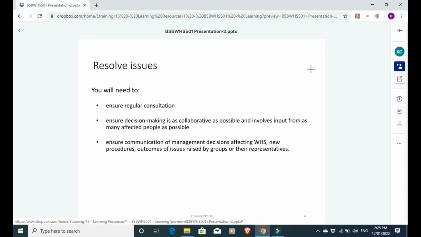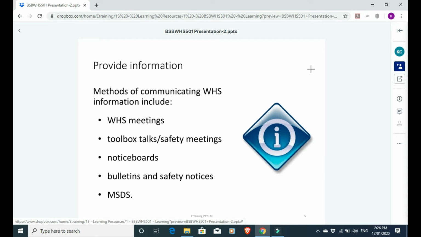Also, we need to ensure that communication of management decisions that affect WHS procedures, and outcomes raised by groups, is actually passed on to management, and decisions are made and solutions are brought forward. Otherwise, these committees will sit, they'll receive reports, and workers will want answers and solutions. If they are not attended to, workers might feel that their concerns are being neglected. Hence, resolving issues is paramount to any organization that is serious about having work health and safety in their workplace. So how do you provide this information?